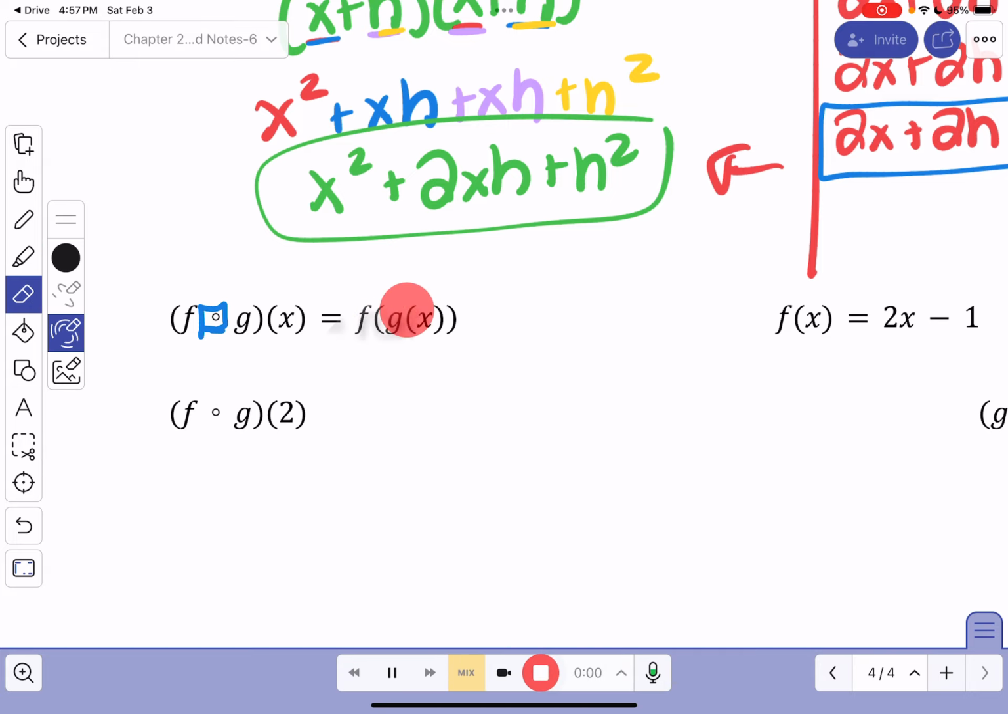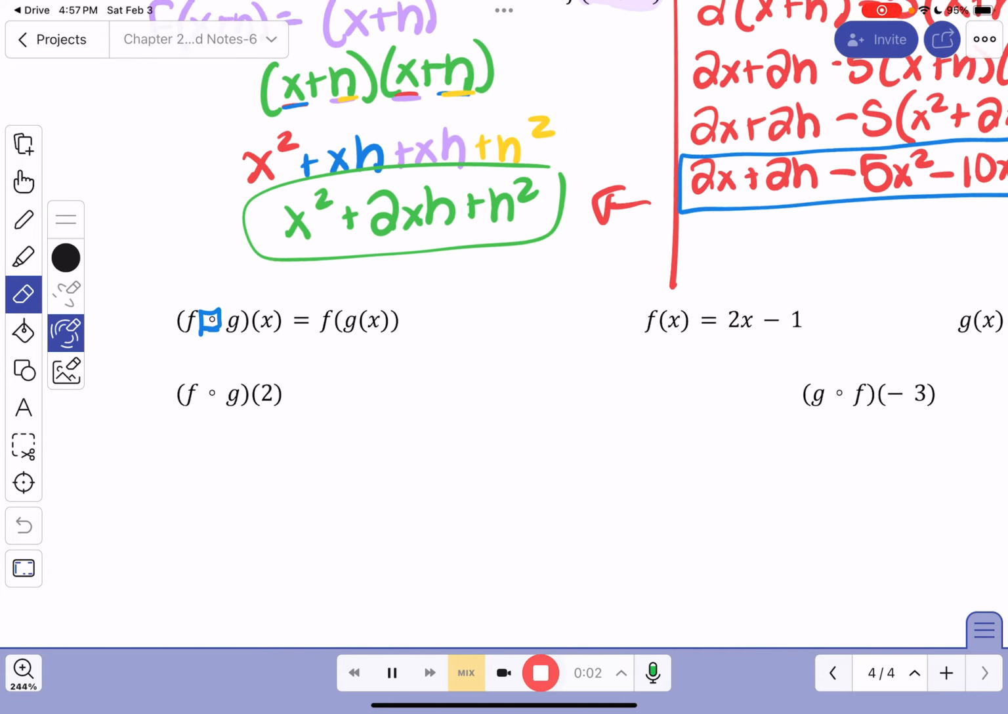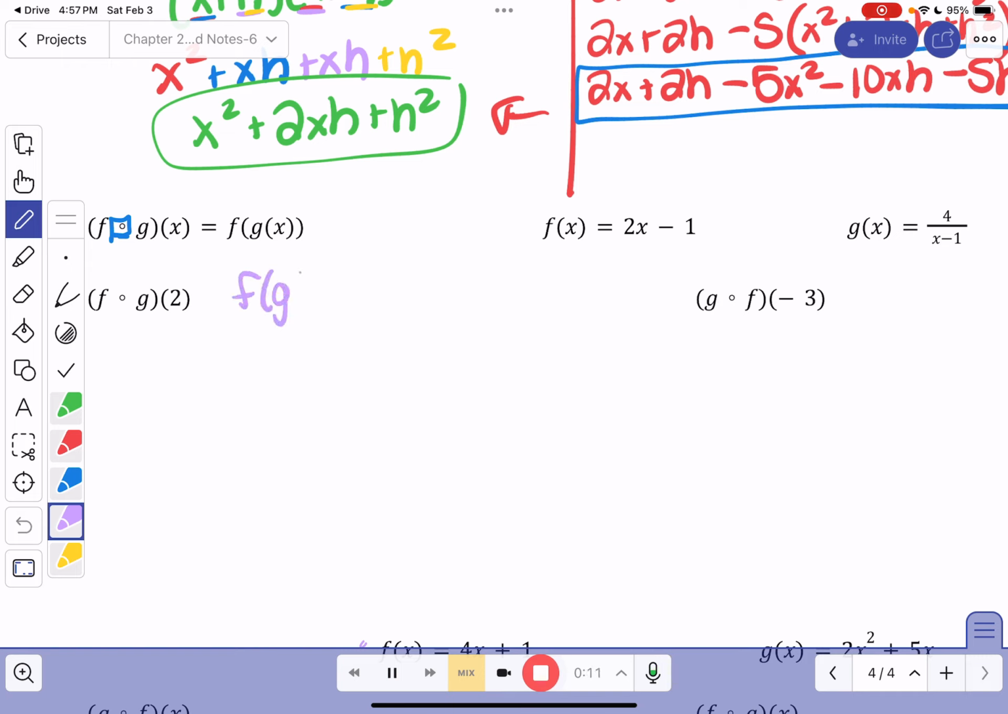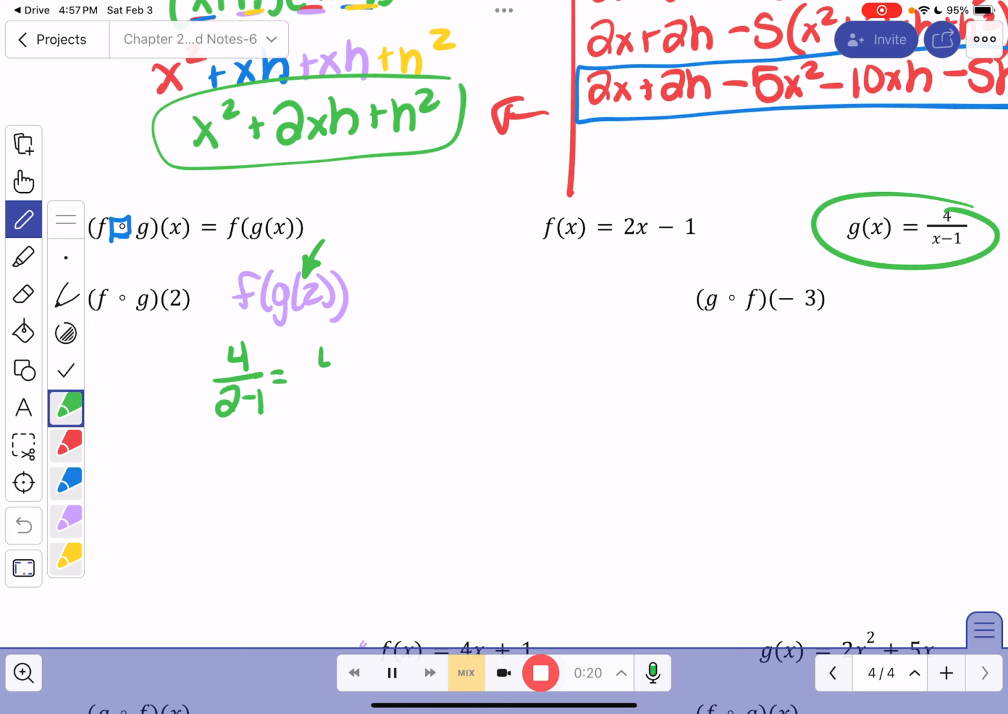So let's look at this. We have f and g over here, and here we're saying f circle g, that's another way to see it, or f of g of 2. So we go inside out. First we do g of 2, which would be 4 over 2 minus 1, which is 4 over 1, which is 4. Then we take that 4 and plug it into f. So 2 times 4 minus 1 would be 8 minus 1, which is 7.